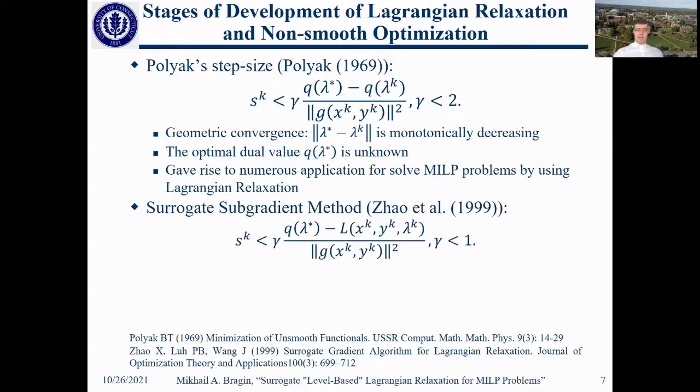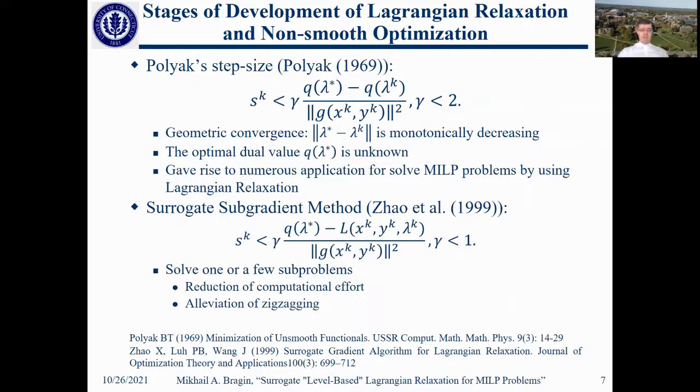In 1999, another method, surrogate subgradient method, was developed to reduce the computational effort by solving one or few subproblems in order to update multipliers instead of solving all the subproblems. That leads to reduction of computational effort, and that also alleviates zigzagging of multipliers. It was also proved that there is a geometric convergence. However, within both of those methods, optimal dual value is needed, which, however, is not known.